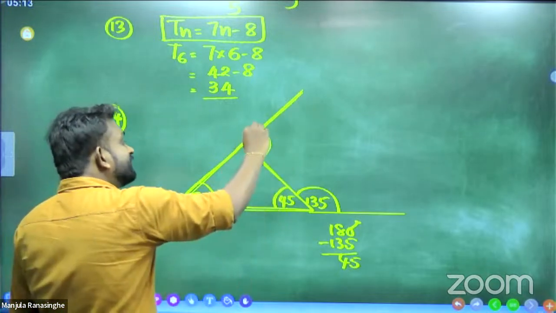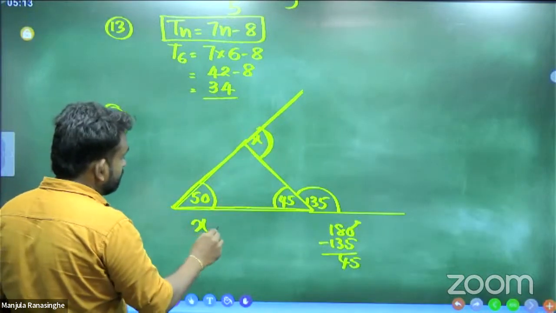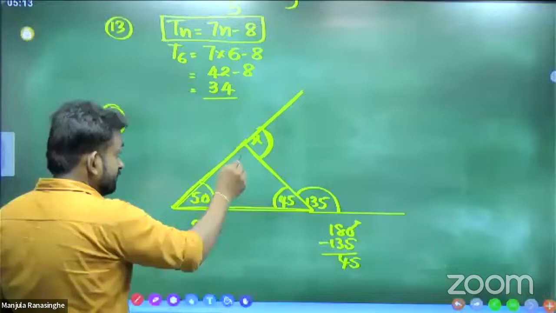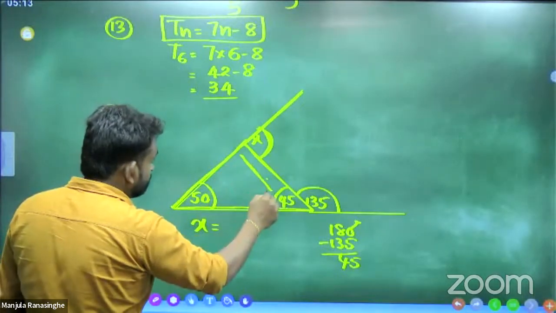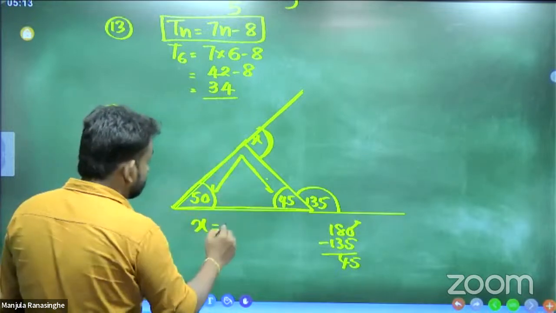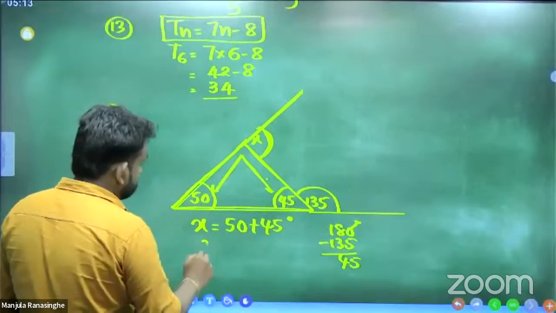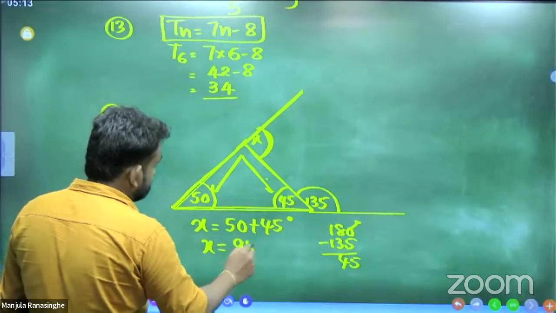Then the exterior angle is x. So x equals the sum of the interior opposite angles. So 50 plus 45. So x now equals 95 degrees.